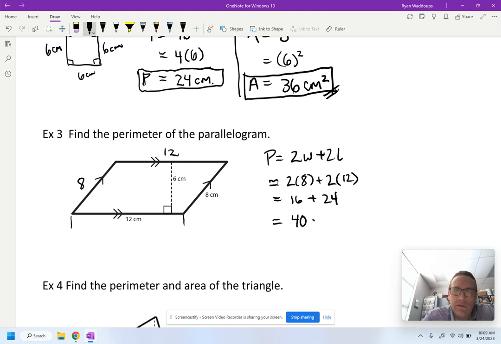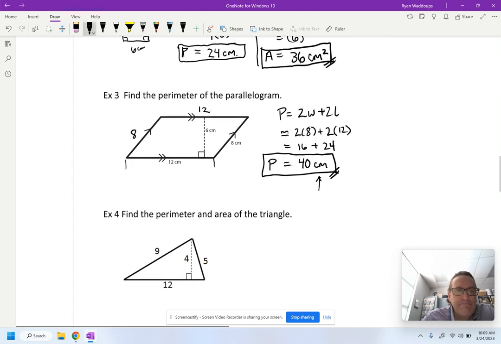And the unit is centimeters, so the perimeter is 40 centimeters. Make sure that you include your units whenever you can, whenever they're given. Make sure you include the units.